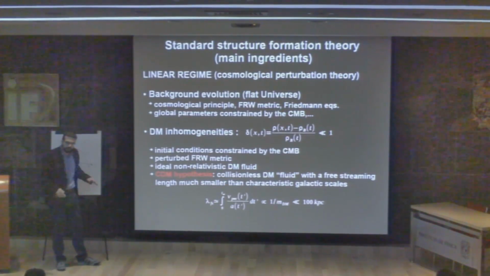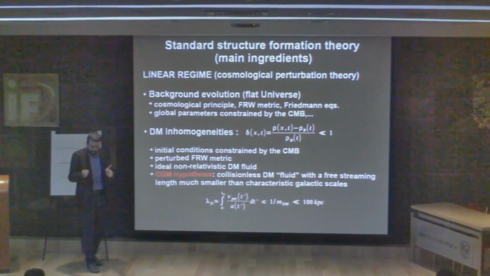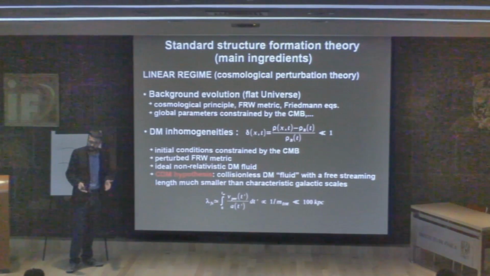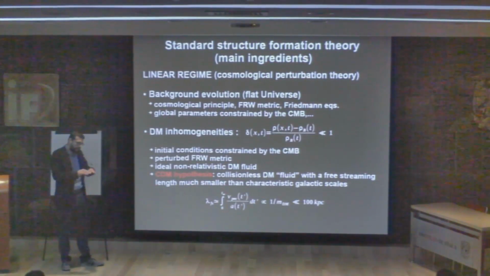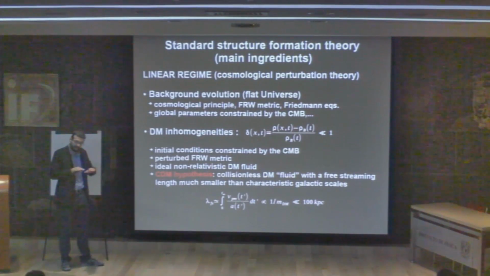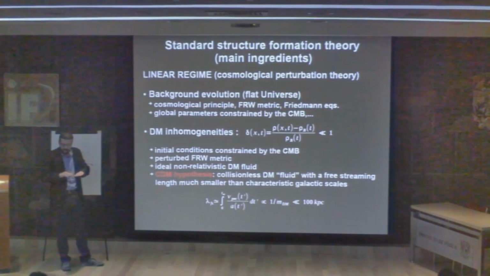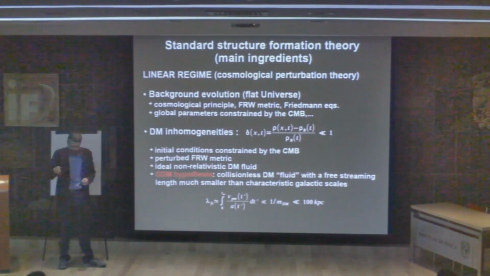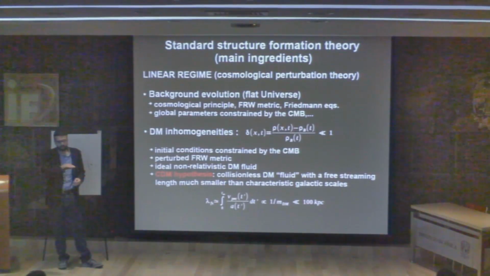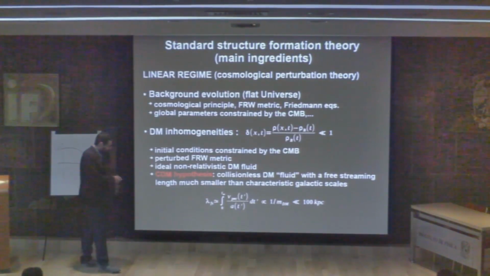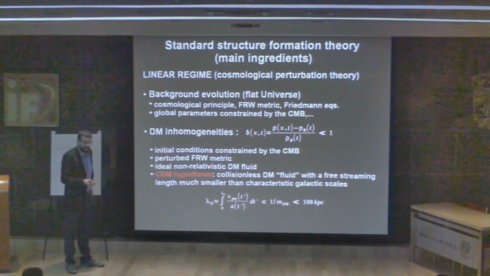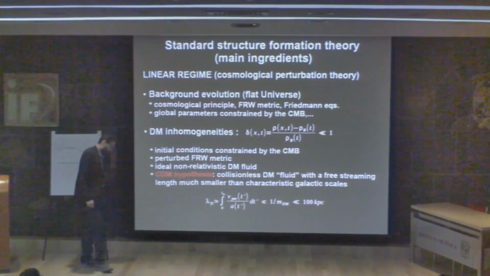This free streaming length is just the length or the scale that the dark matter can travel before becoming non-relativistic. So when it was moving very, very fast, even if there are inhomogeneities at very small scales, if the dark matter is moving very fast, it's able to erase the perturbations through random motions. Essentially, the dark matter in overdense regions moves to underdense regions. So the hypothesis of CDM is that dark matter is collisionless, so all that matters is really gravity, and that this scale is very, very small, irrelevant basically for galaxy formation.